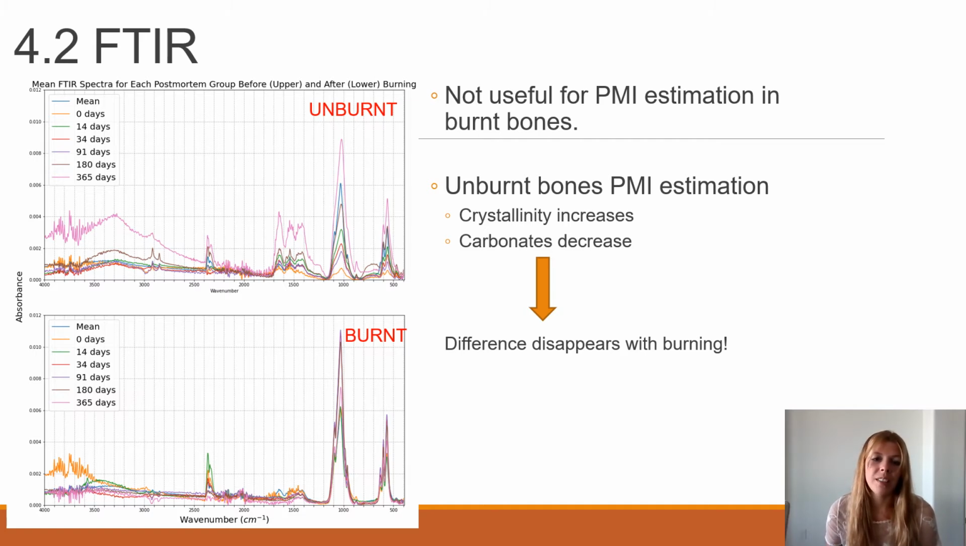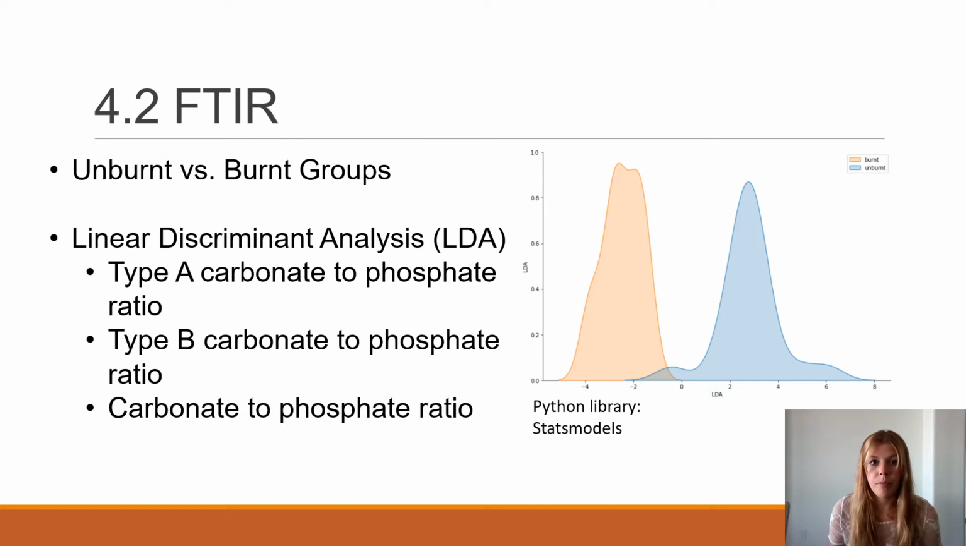But burning seems to override these early diagenetic changes, and this is because fire drastically changes the structural profile of bones, including its crystallinity and carbonate content. Linear discriminant analysis, or LDA, was performed on the FTIR dataset. It was successful at differentiating between unburnt and burnt bones, as you can see on the graph. The most important contributors to this separation were the different carbonate to phosphate ratios. However, none of the statistical methods could differentiate between the postmortem interval groups on burnt bones.